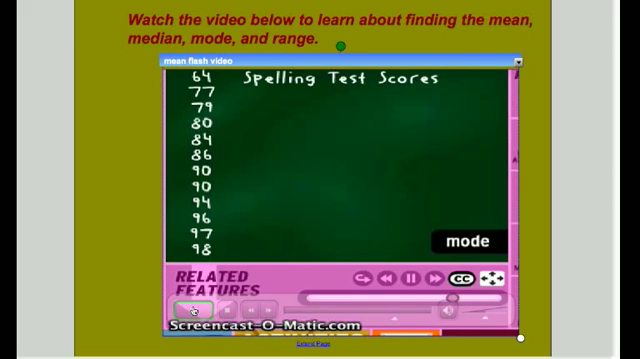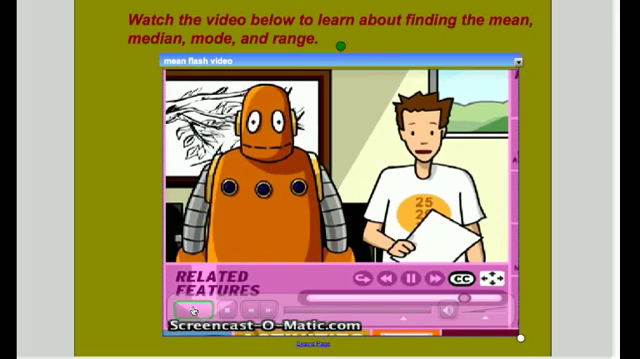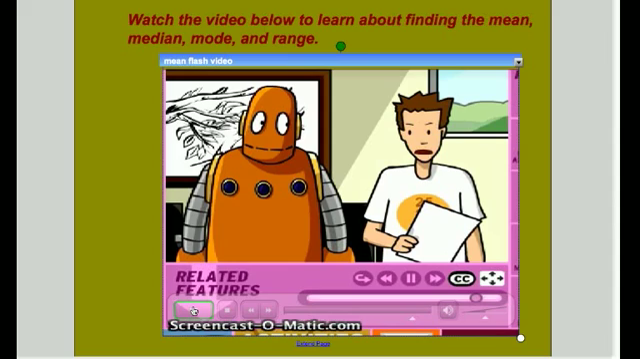The mode is the score that occurs most often. I see 90 twice. And that's our mode. So, it's useful to know the mean, median, mode, and range when you're comparing sets of scores like this. I'm not telling you what I got on the spelling test.